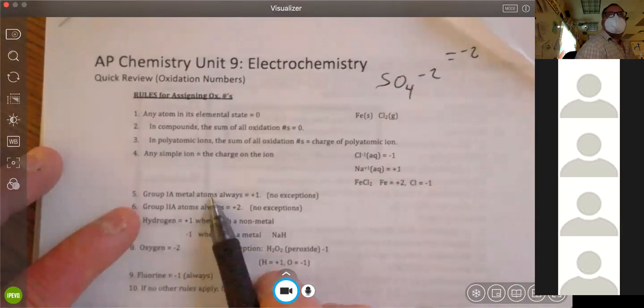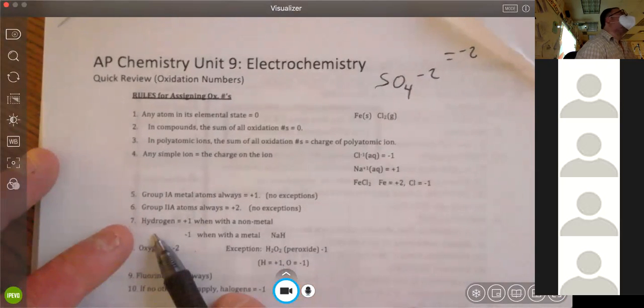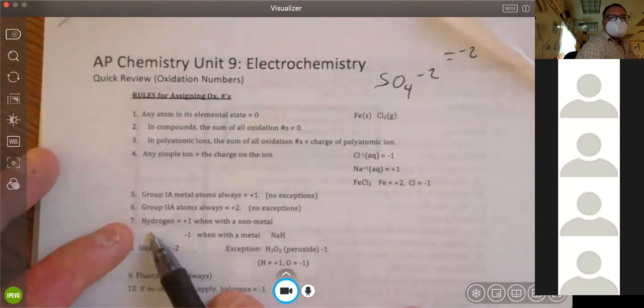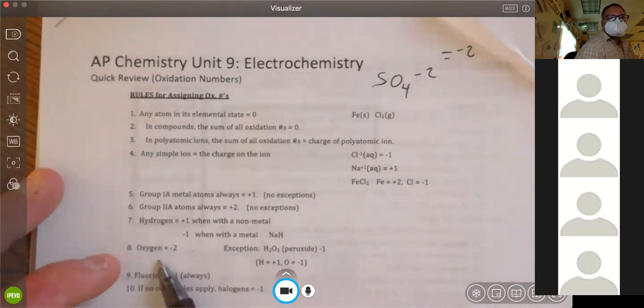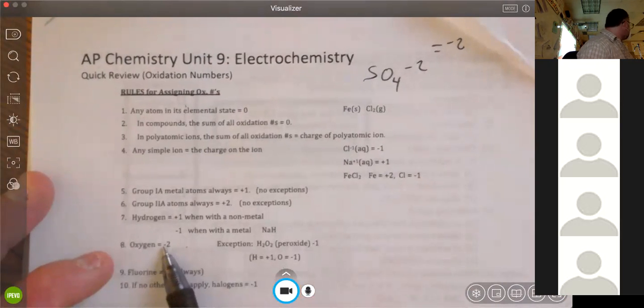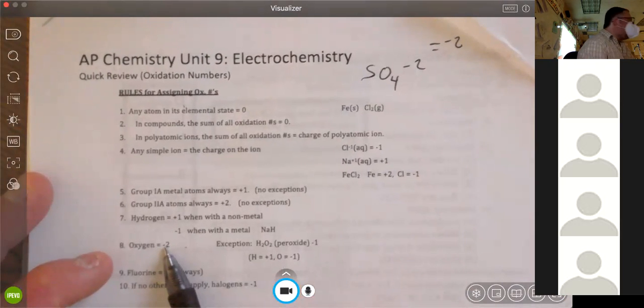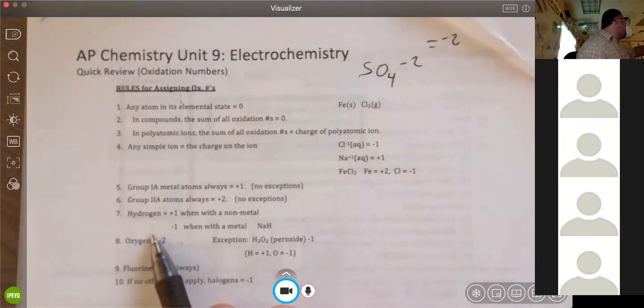Group 1A won't help us here. Group 2A won't help us here. Hydrogen will not help us here. Oxygen will help us here, because oxygen is usually -2. The fact that we made it all the way down to this level of rule means this rule is going to be true. Even though oxygen is usually -2, we have no other rule that sits there and says, okay, no, this could not be true.